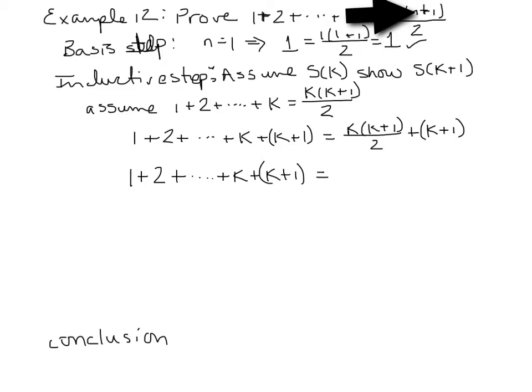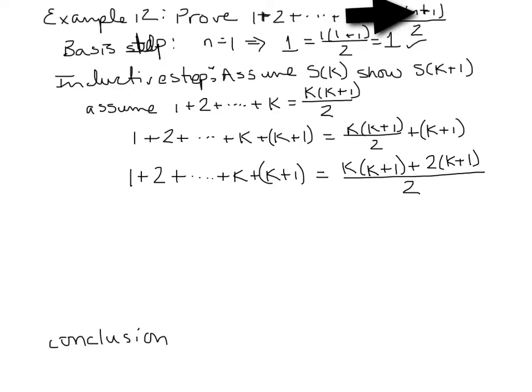Then on the right-hand side, let's find a common denominator, first of all. So that would be 2. So I'd have k times k plus 1 plus 2 times k plus 1, and that's because I'm making a common denominator over this entire thing of 2.